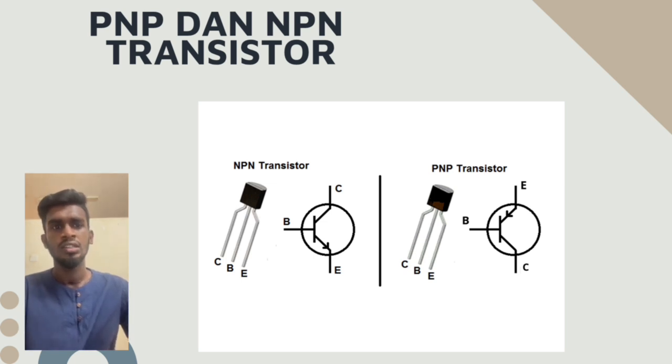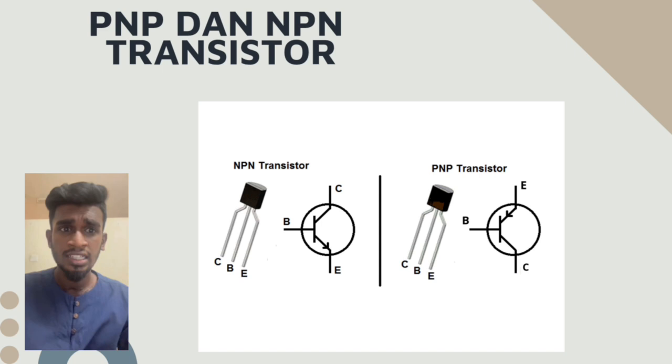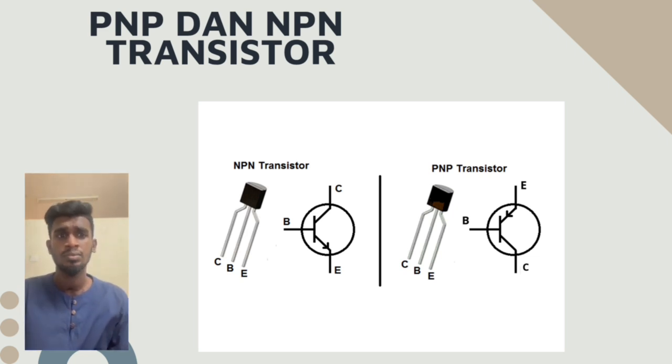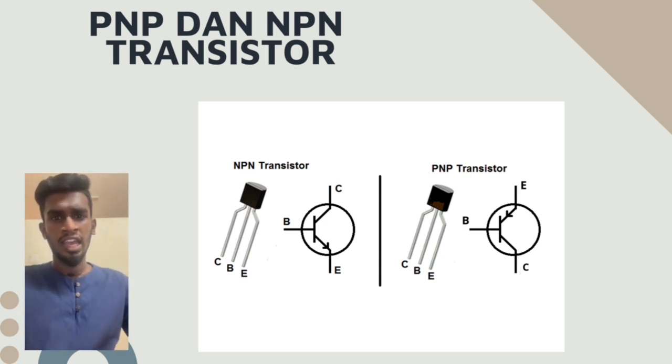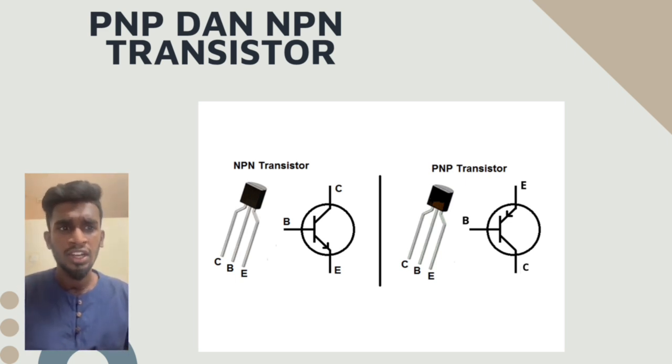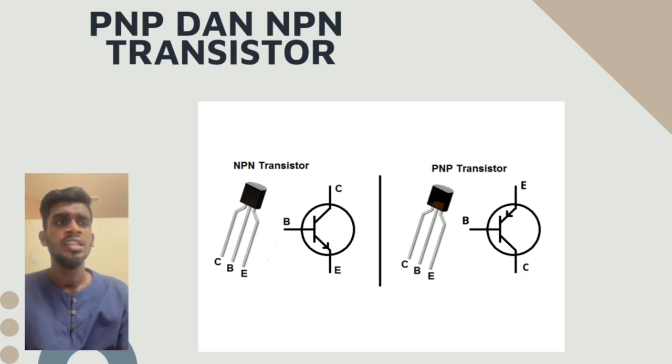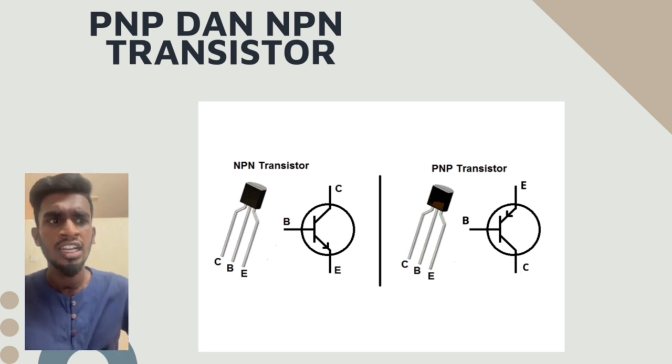Operation. The base must be positive relative to the emitter to turn it on. The collector is more positive than the base. The arrow on the emitter points outward, indicating the direction of conventional current flow.